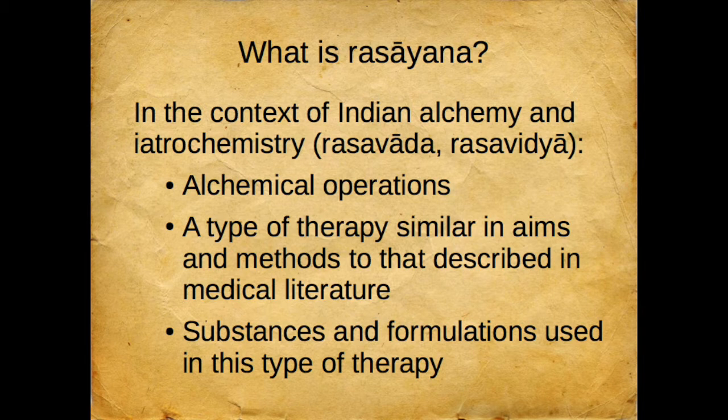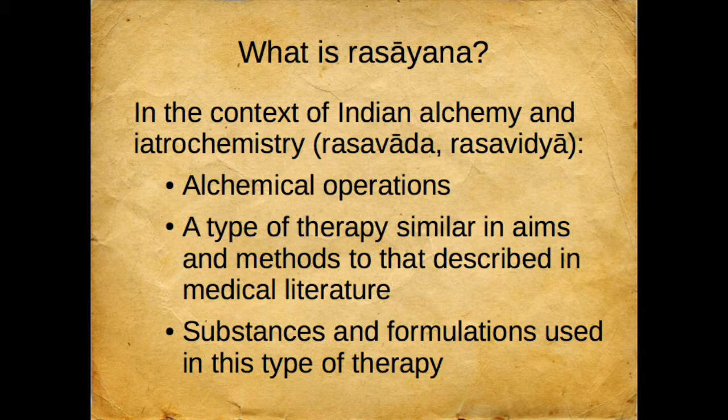Then finally, the preparation of the practitioner's body, because the practitioner has to undergo some purifications for body and mind; the moment of intake, and then the moment of transformation that the practitioner undergoes. All of that comes under Rasāyana. So Rasāyana in this case describes a series of related processes. In alchemical literature, you also find Rasāyana describing a type of therapy very similar to what you find in medical treatises, and again also substances and formulations used in this type of therapy.